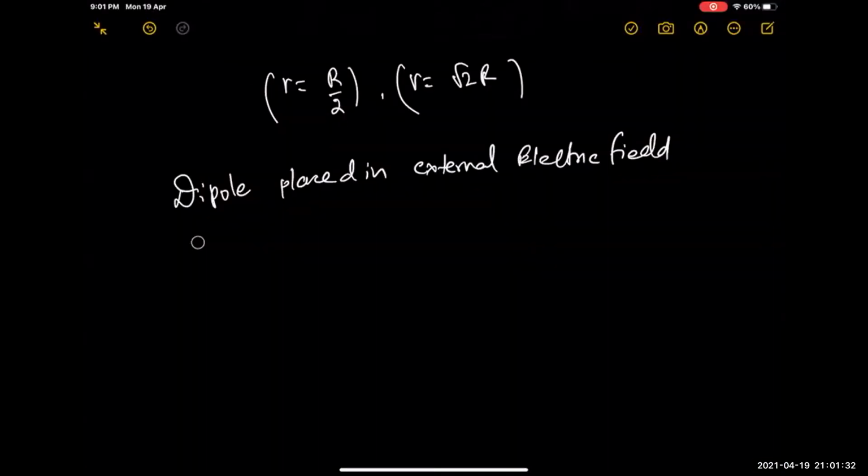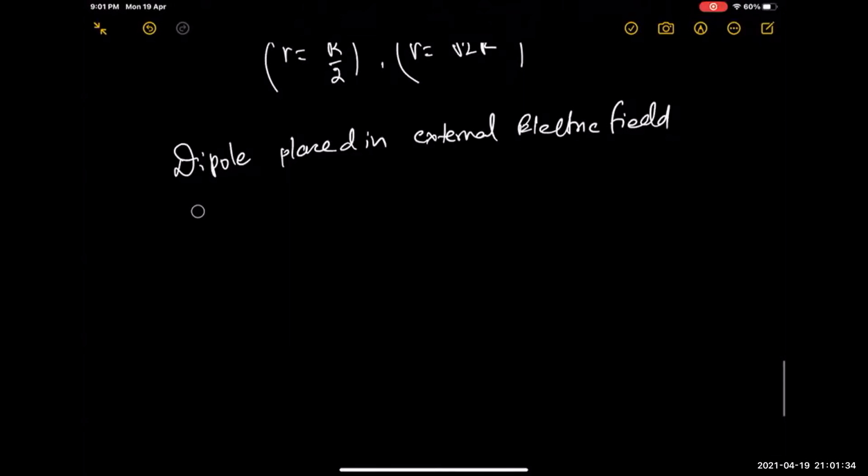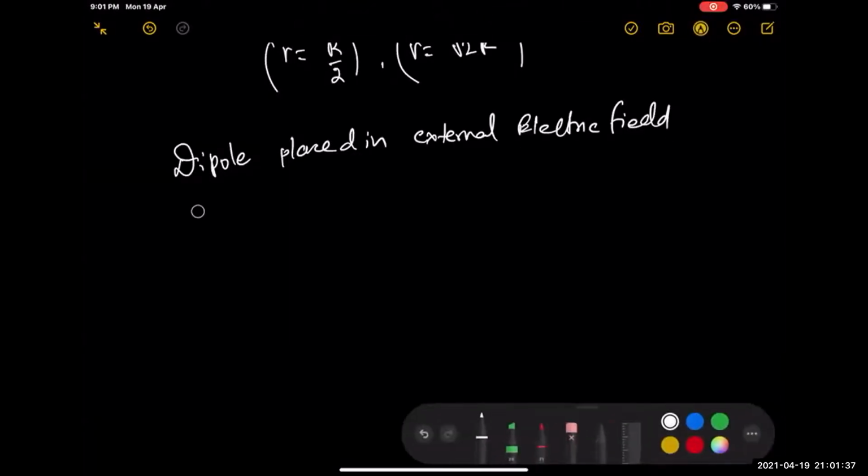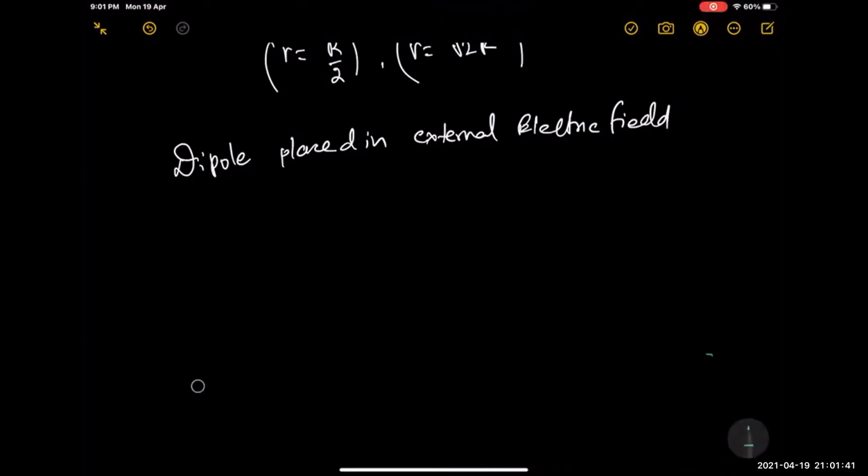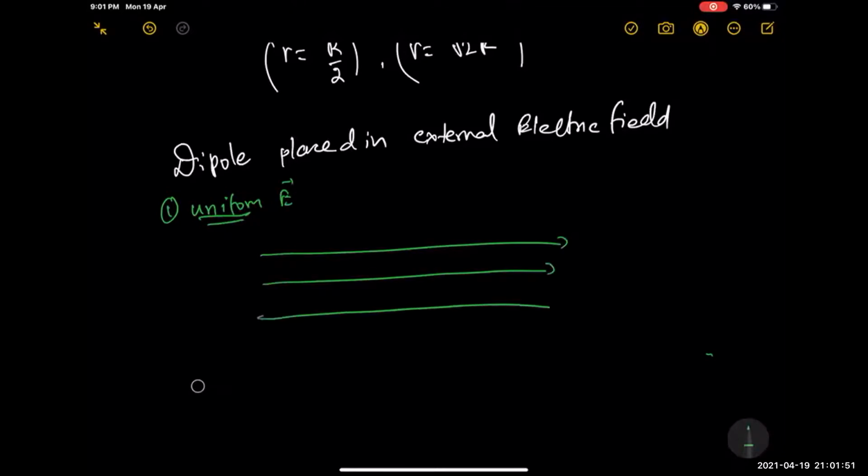So see, there is an external electric field. Nice electric field. I said uniform. You have to write uniform. Uniform means it is the same everywhere. Okay?